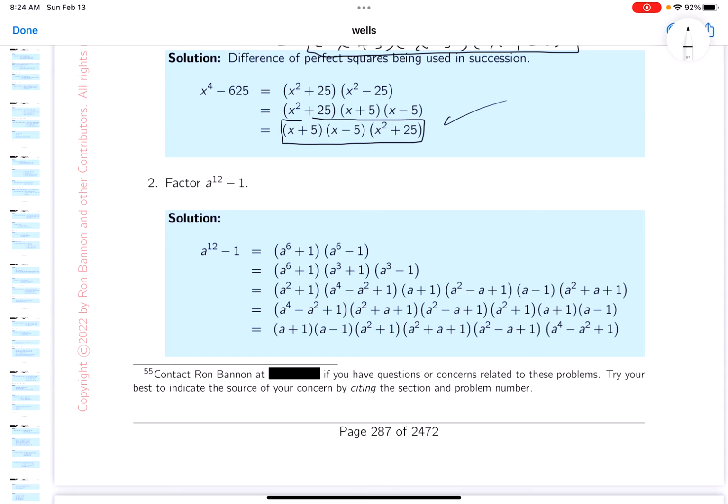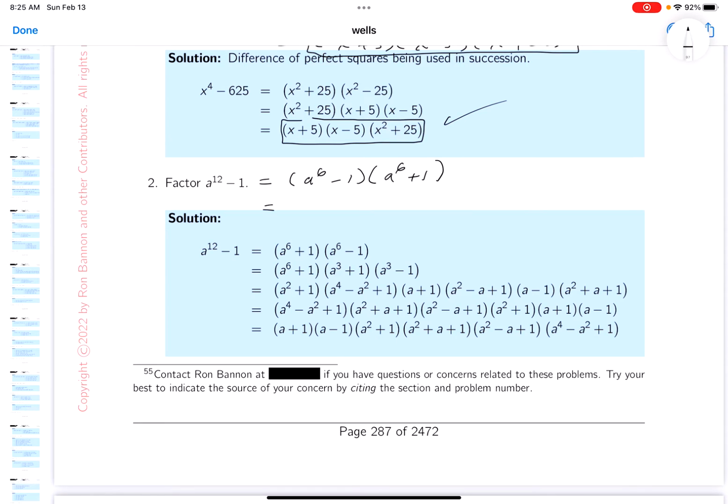Again, I'm looking for very simple patterns. And again, I'm looking at this thing saying, gee, looks like the difference of perfect squares. So I'm going to put a^6 minus 1 and then a^6 plus 1. All right? Then the question comes, what are you going to do now?